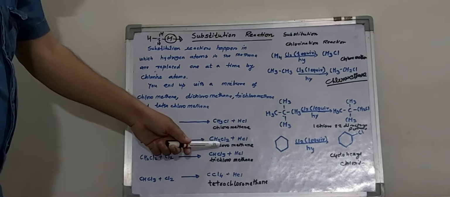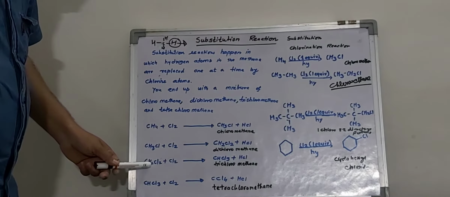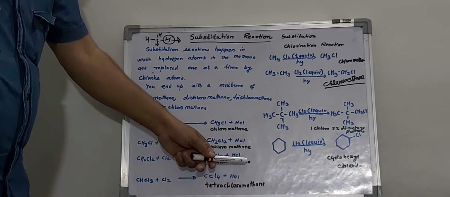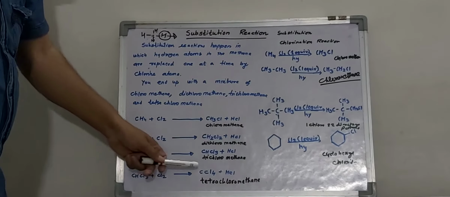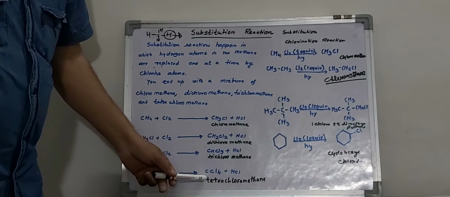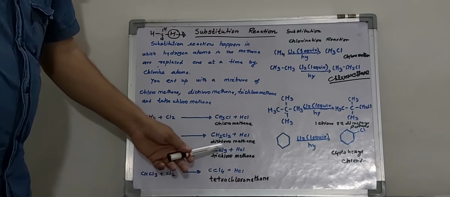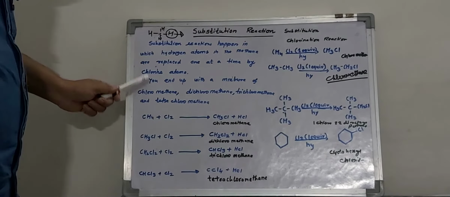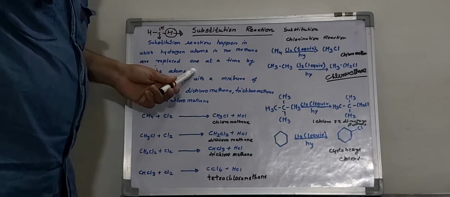Similarly, again the dichloromethane when it reacts with the Cl2, one more hydrogen is replaced by the Cl and we are getting the trichloromethane. And trichloromethane when it reacts with the Cl2, we are getting the tetrachloromethane. This is the final product which we are getting. Why? Because no more H is available for the substitution with the Cl. So this is known as a substitution reaction which is taking place on the methane.